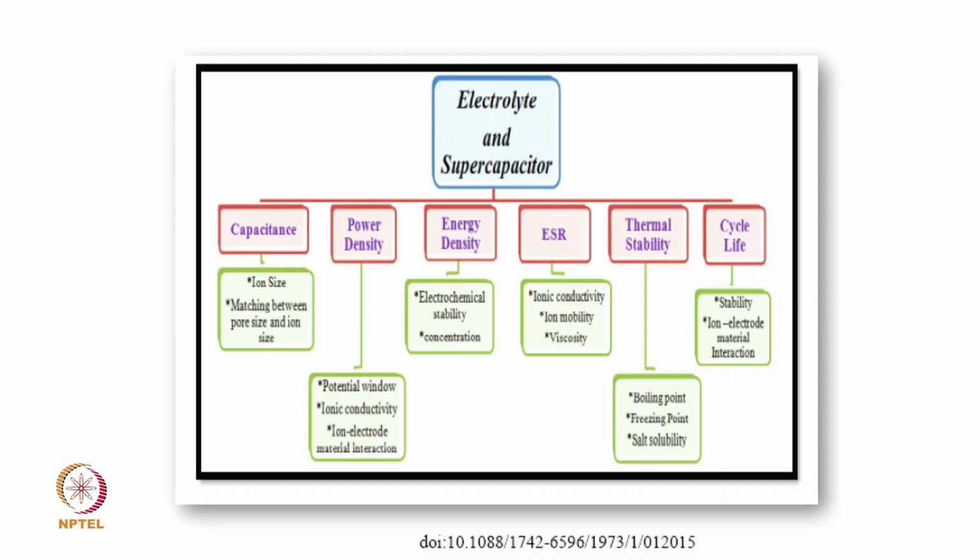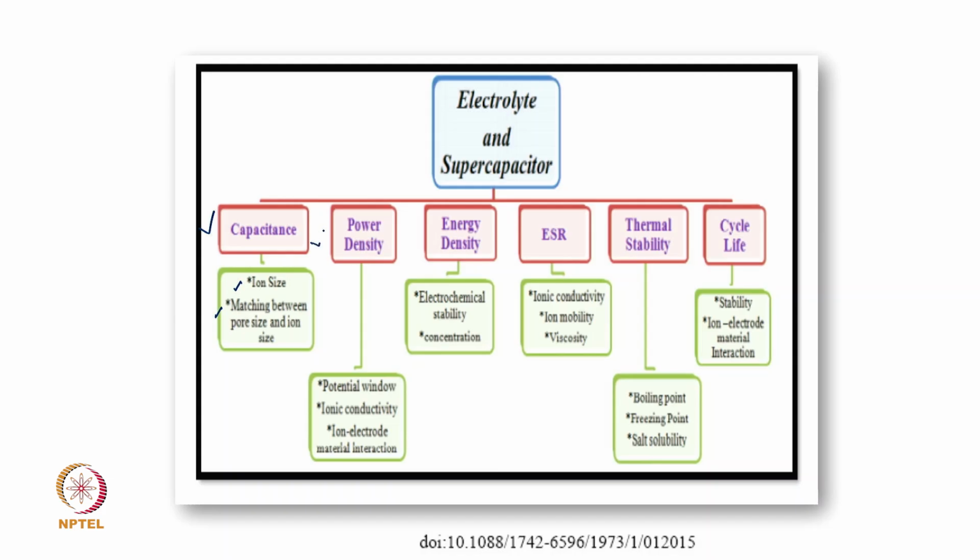So, you can see that, as I mentioned, there are different physical quantities which control the action of a supercapacitor. The first thing is capacitance, and where the electrolyte is placed. If we talk about capacitance and the role of the electrolyte, what we need to check are the ion size, the matching between particle size and ion size, or the pore diameter and the ion size. That is important.